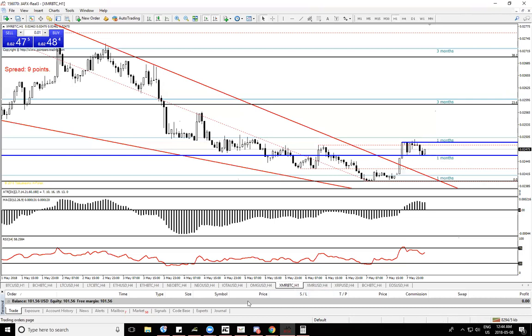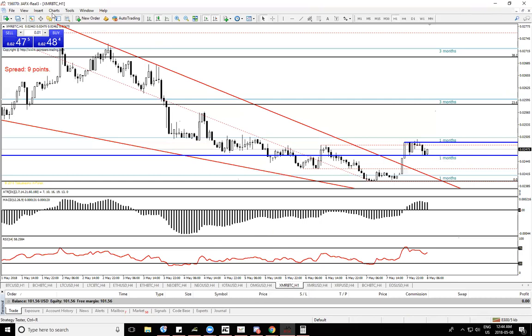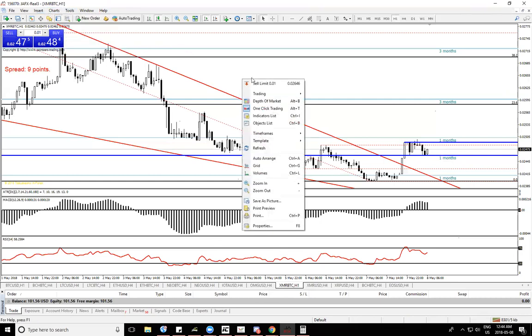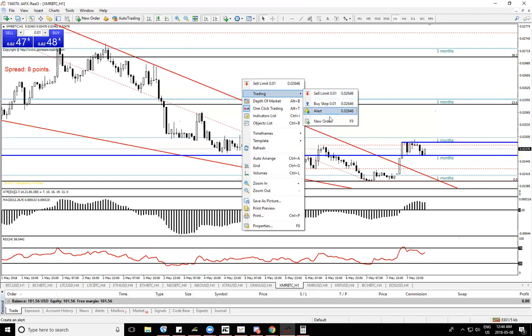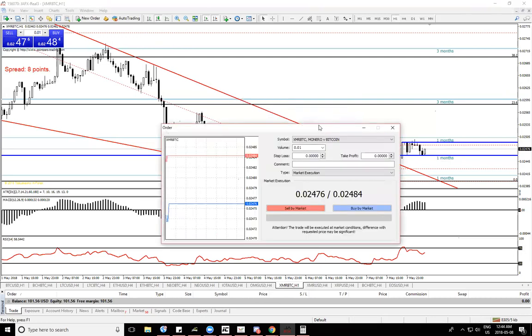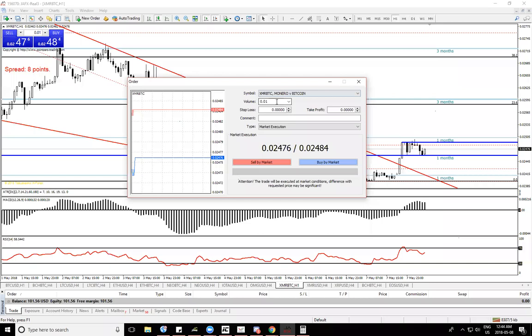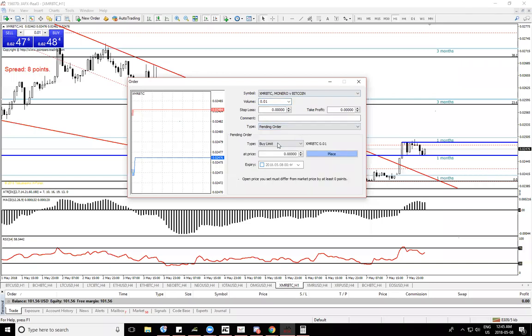So you right click anywhere in your trading terminal here, and you click new order. There's also a button here, new order, and then you can also do tools, new order. Or right click here, go into trading, and new order, all sorts of ways. That's your volume. I'm just going to do 0.01 to show you. Pending order. In this case, the price we want to get in at is higher than the current price, so we're going to have to use a buy stop.